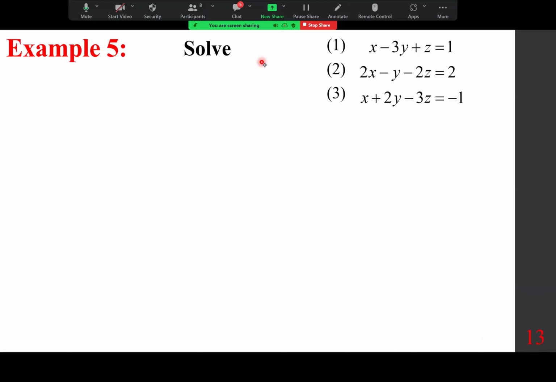We're going to get another example. We want to solve this case, x minus 3y plus z equals 1, 2x minus y minus 2z is 2, and x plus 2y minus 3z equals -1. And we're going to go through the same process. We find the easy way out. We get rid of one of the variables and we take it from there.